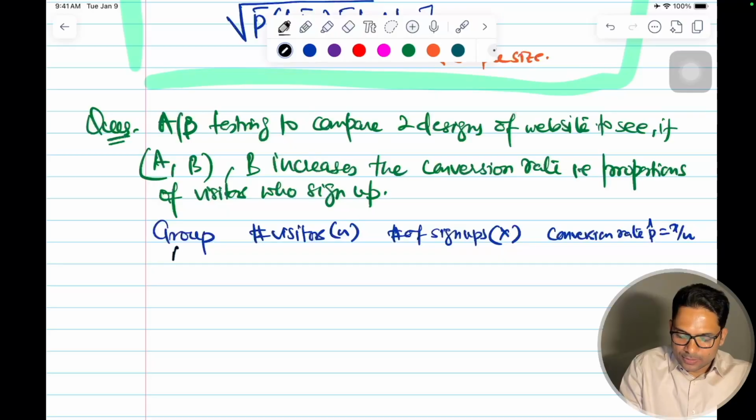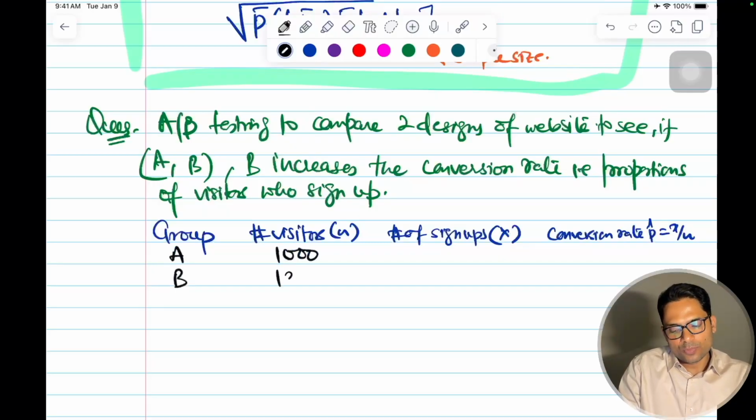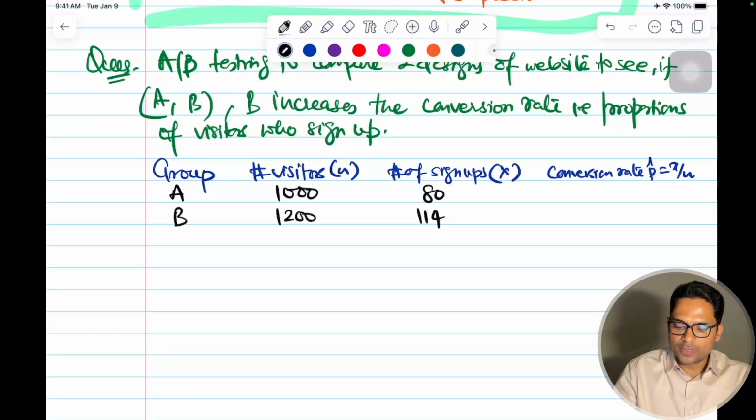So let's write. There is group A, group B. Say for example, here 1000 visitors, and in group B you have 1200 visitors. Here 80 people signed up, here 114. I'll do the maths, and I'll leave it up to you to verify that quickly.